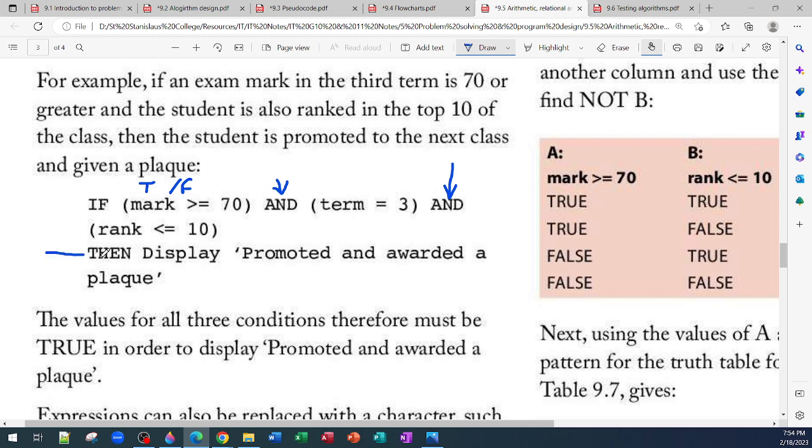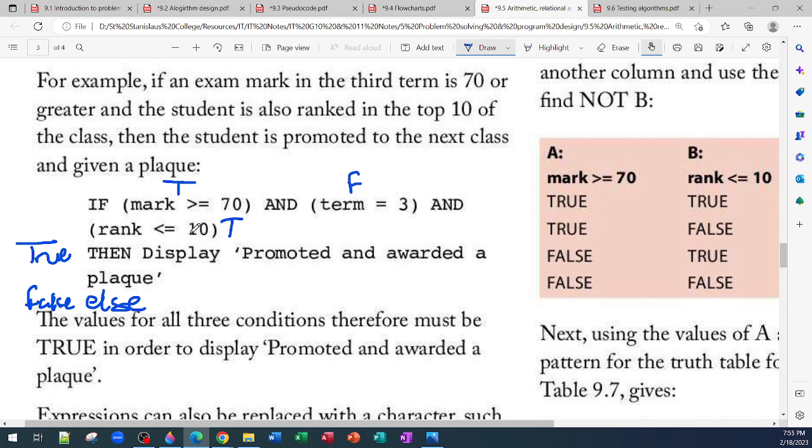And then the statement continues, then display promoted and awarded a plaque. So, remember, THEN is true. The THEN keyword is true. ELSE is false. So this is how all these things come into play. ELSE is false, THEN is true. So let's go through it. Now, say for instance, this one here is true, this one here is false, and this one here is true.